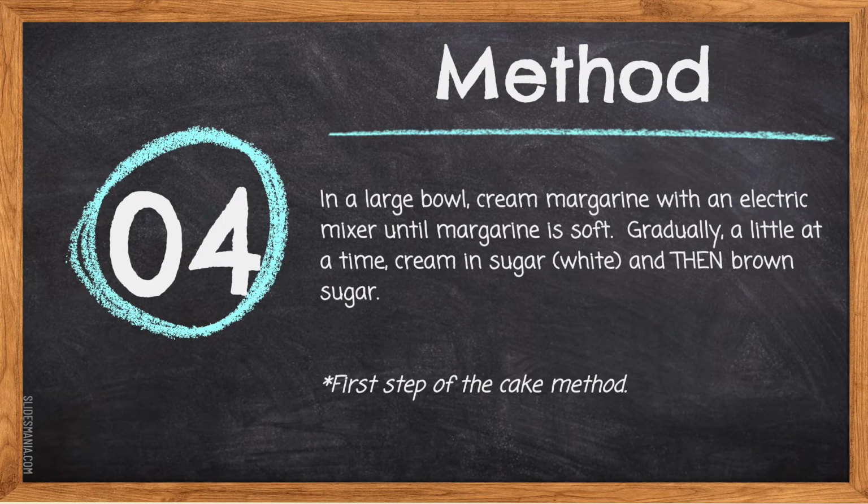Step 4. In a large bowl, cream margarine with electric mixer until the margarine is soft. Gradually, a little at a time, cream in sugar, and then brown sugar. This is the first step of the cake method.